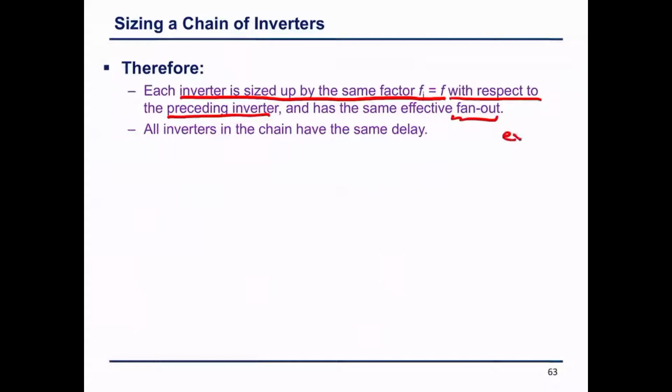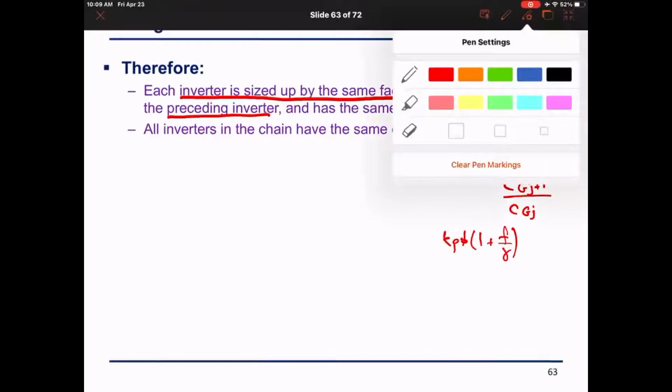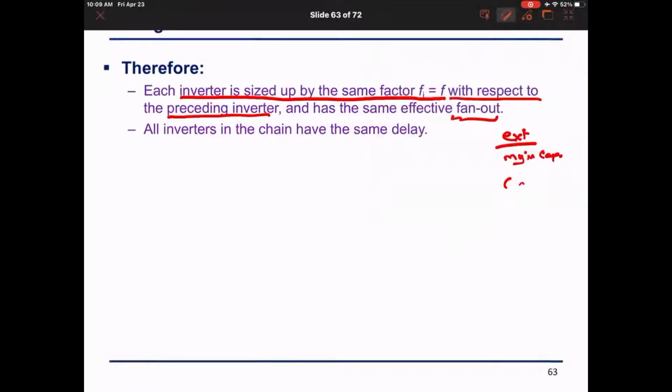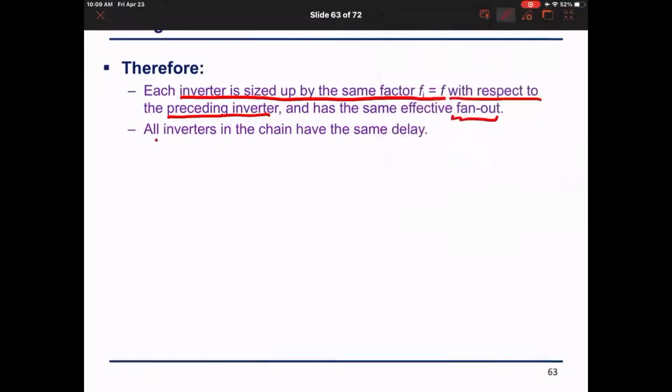We agreed it is the external load over my input cap. Okay, and this is basically CGJ plus 1 over CGJ. Why? Because we defined the delay as TP0 into 1 plus F over gamma. And this F represents how much sizing is done compared to me for the next stage. Now, all the inverters in the chain have the same delay.